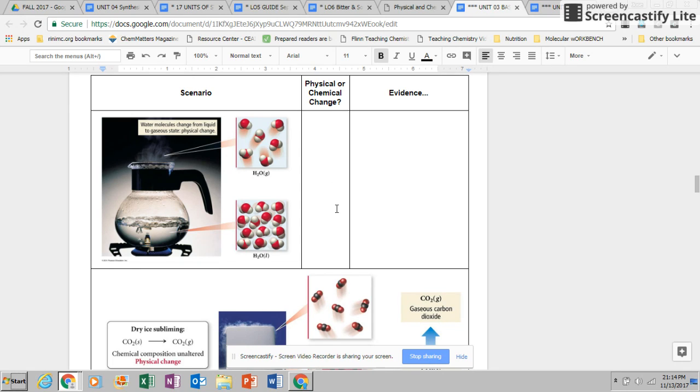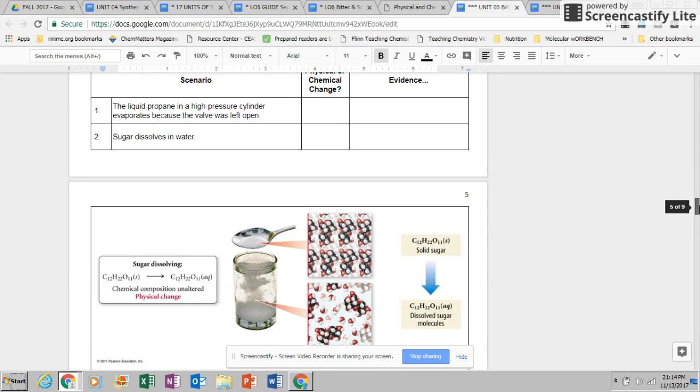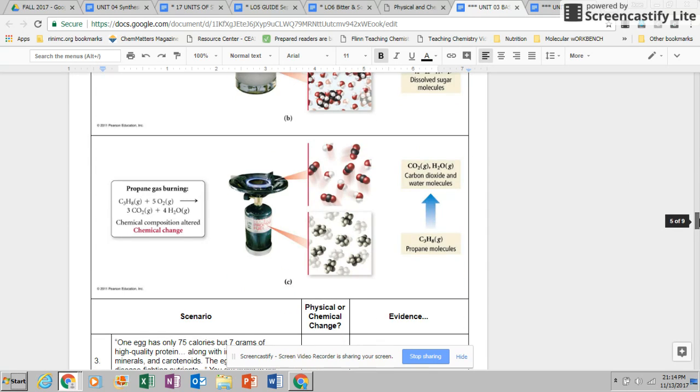So a major difference between a physical and a chemical change is that a chemical change will result in separation of atoms. For example, here we have propane molecules, and when they react with oxygen, you're really breaking up the propane molecule. You're literally separating all the atoms apart, and then they're going to combine with oxygen, and you will be making something that is completely different that was not there before.